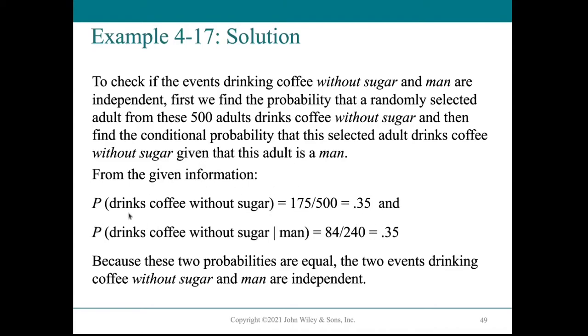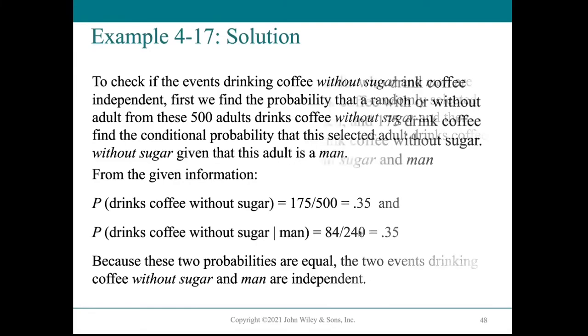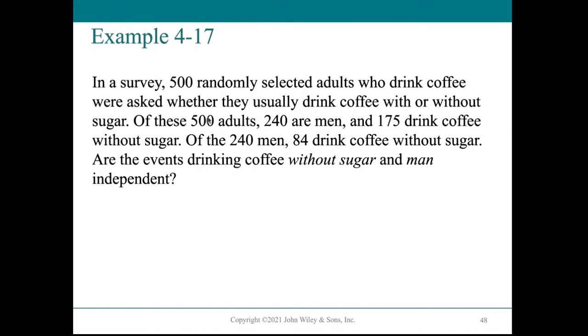And the probability of drinking coffee without sugar, provided that you are a man, is how many first? The previous event, the precondition, is being a man. So how many men are in the respondents? We have 240 men. So let's look back: 500 adults, 175 drink coffee without sugar, and 240 of them are men. Of the 240 men, 84 drink coffee without sugar.